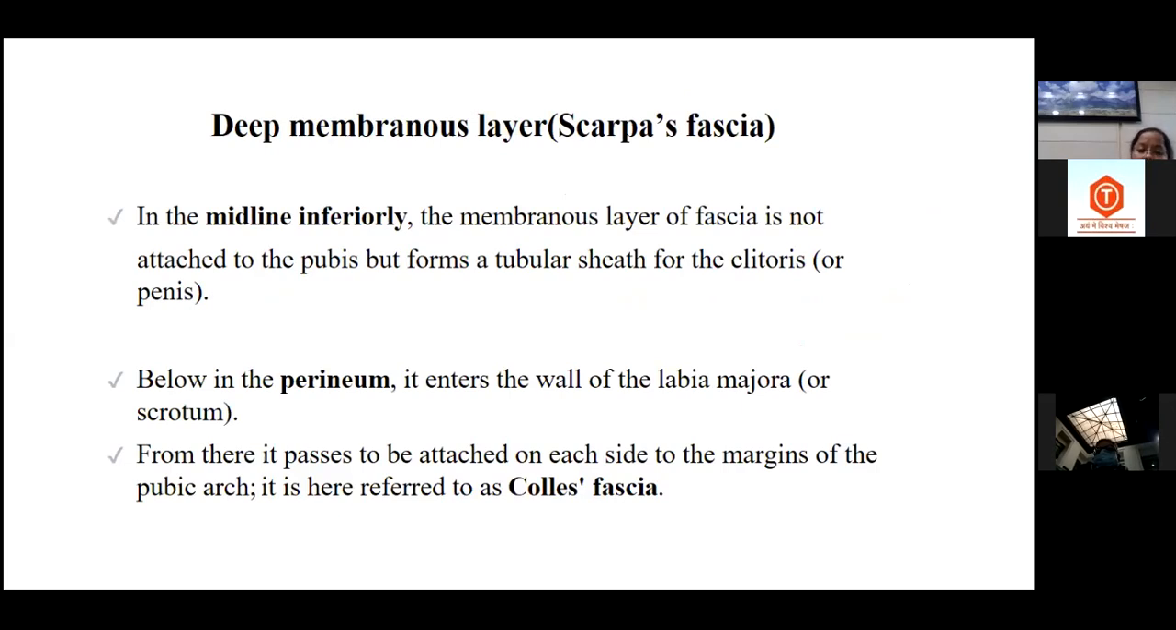And the deep membranous layer: in the midline inferiorly, the membranous layer of the fascia is not attached to the pubis but forms a tubular sheath for the clitoris in females and the penis in males. Below, in the perineum, it enters the wall of the labia majora, and from there it passes to be attached on each side to the margins of the pubic arch, and here it is called Colles fascia.